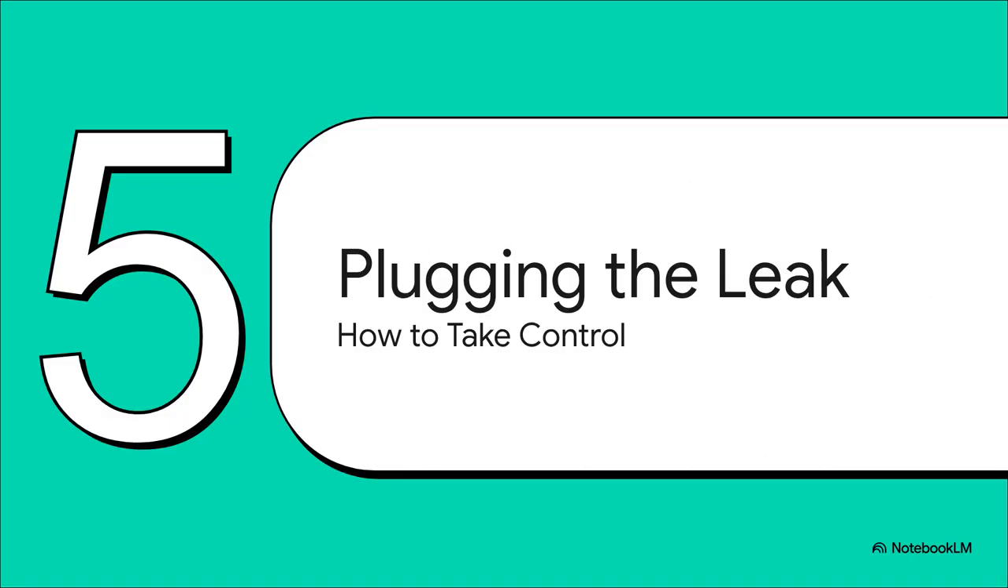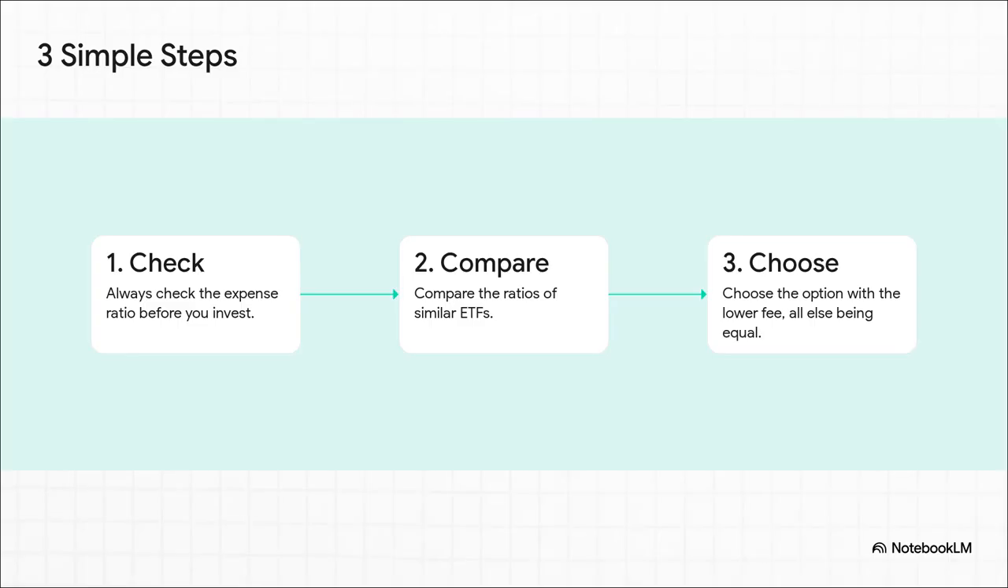Okay, but here's the good news. This is one of the very few things in investing that you have almost complete control over. So let's talk about how you can plug this leak starting right now. It's honestly a really simple 3-step process. First, just get in the habit of always checking the expense ratio before you even think about investing. Second, compare it. Look at other similar funds and see what they're charging. And third, if everything else looks pretty much the same between two funds, just pick the one with the lower fee. It's seriously one of the easiest wins you can get in investing.